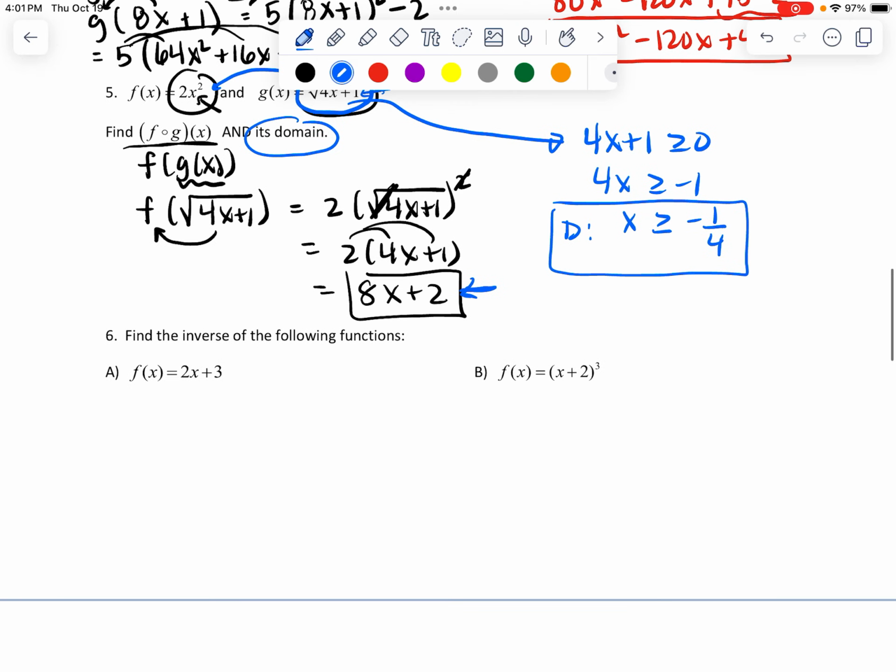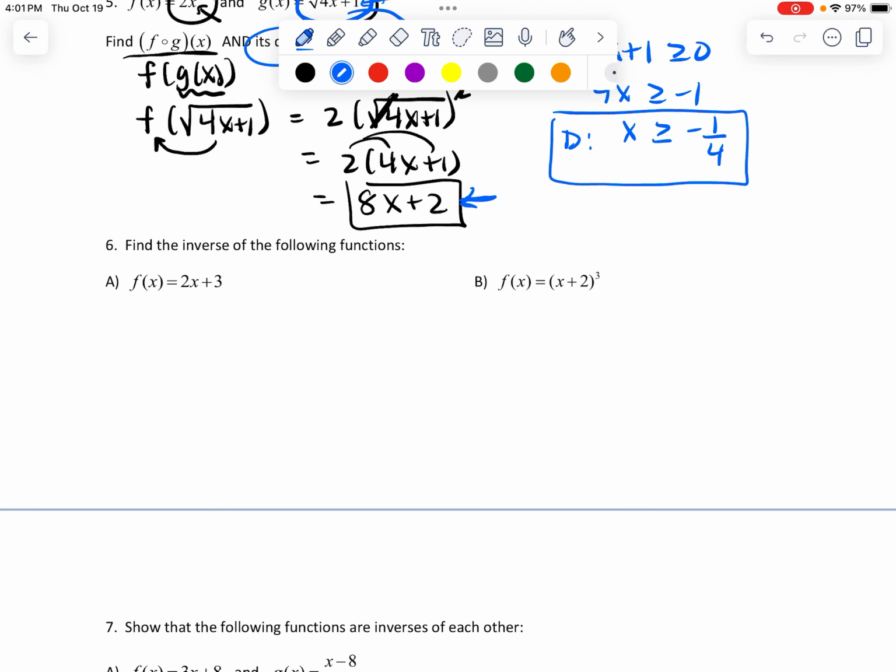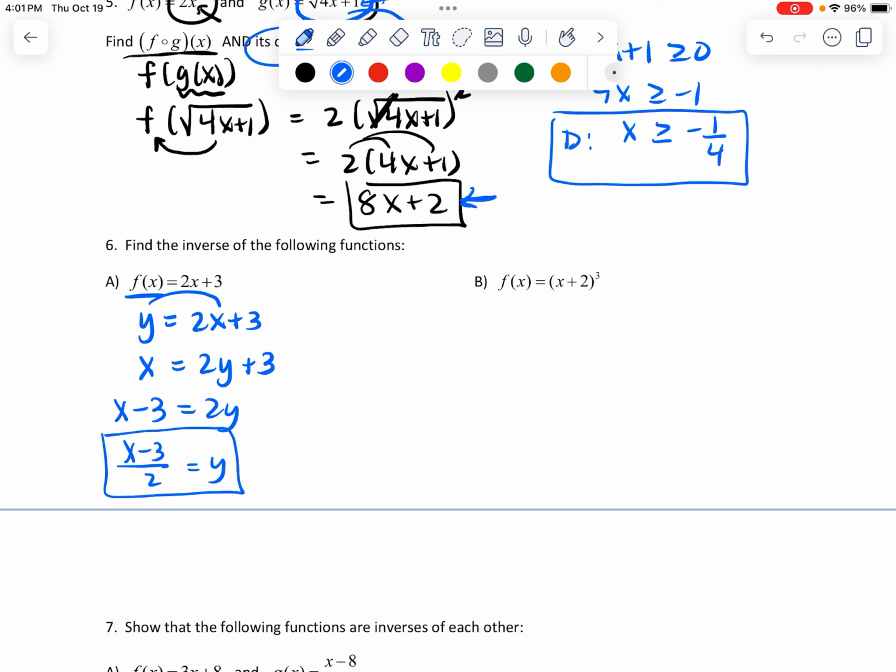All right, finding inverses. Okay, inverses is where you switch the x's and y's and solve for y. I don't have a y, so I need to rewrite this. This really is a y. Y equals 2x plus 3. Then I'm going to go ahead and switch my x's and y's. So whatever was a y becomes an x. Whatever was an x becomes a y. And then I just need to solve my equation for y. So if I subtract 3, I'm going to get x minus 3 equals 2y. If I divide by 2, I'm going to get (x minus 3) over 2 equals y. So there is your inverse function.